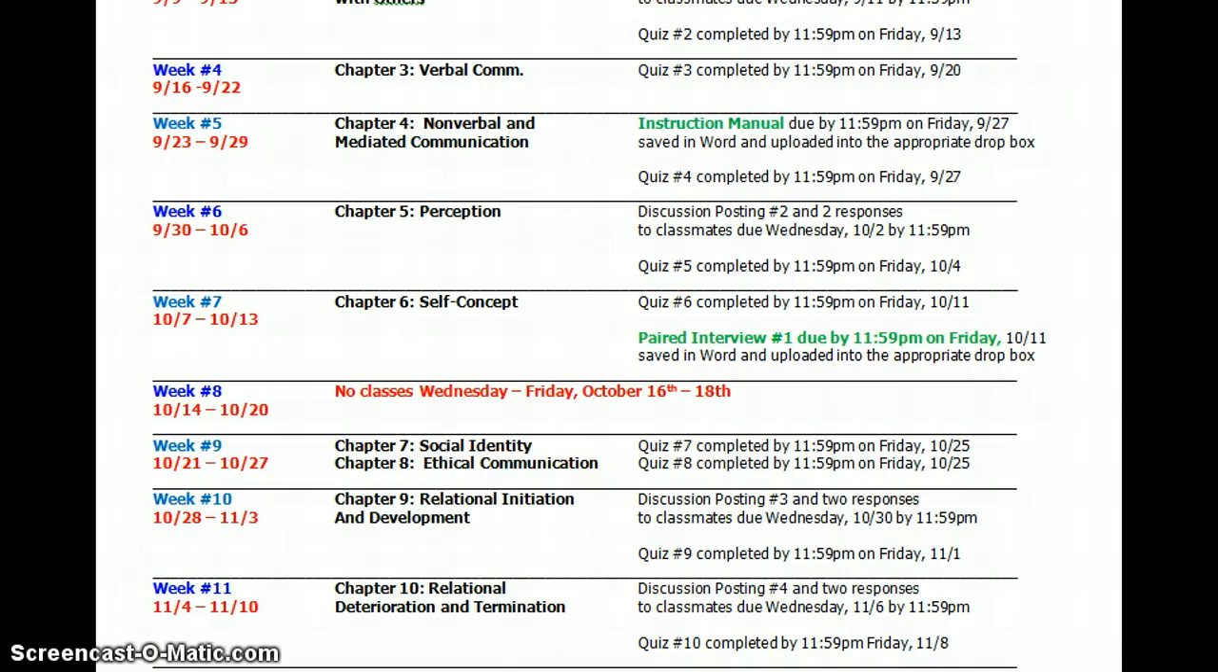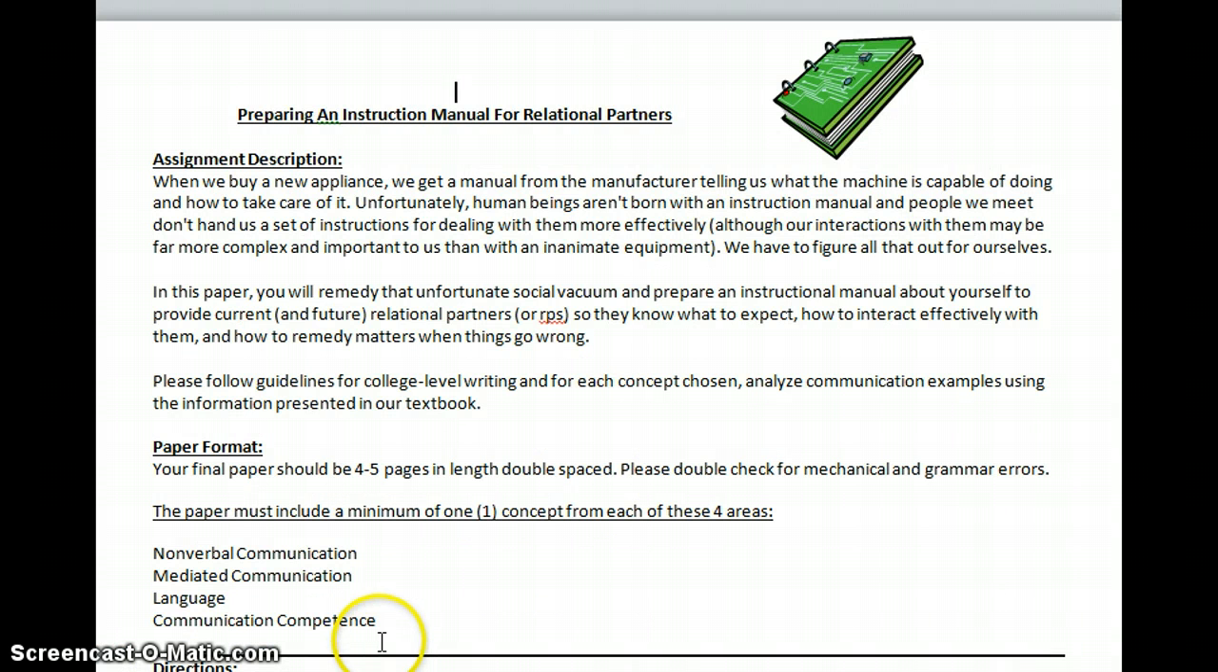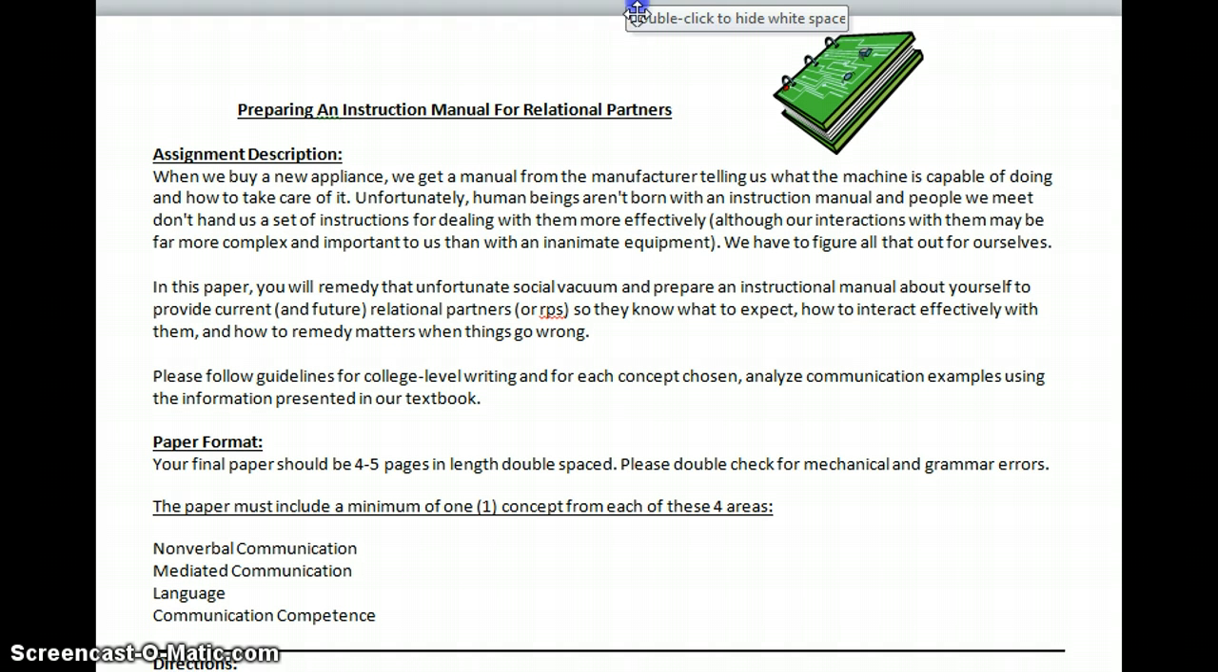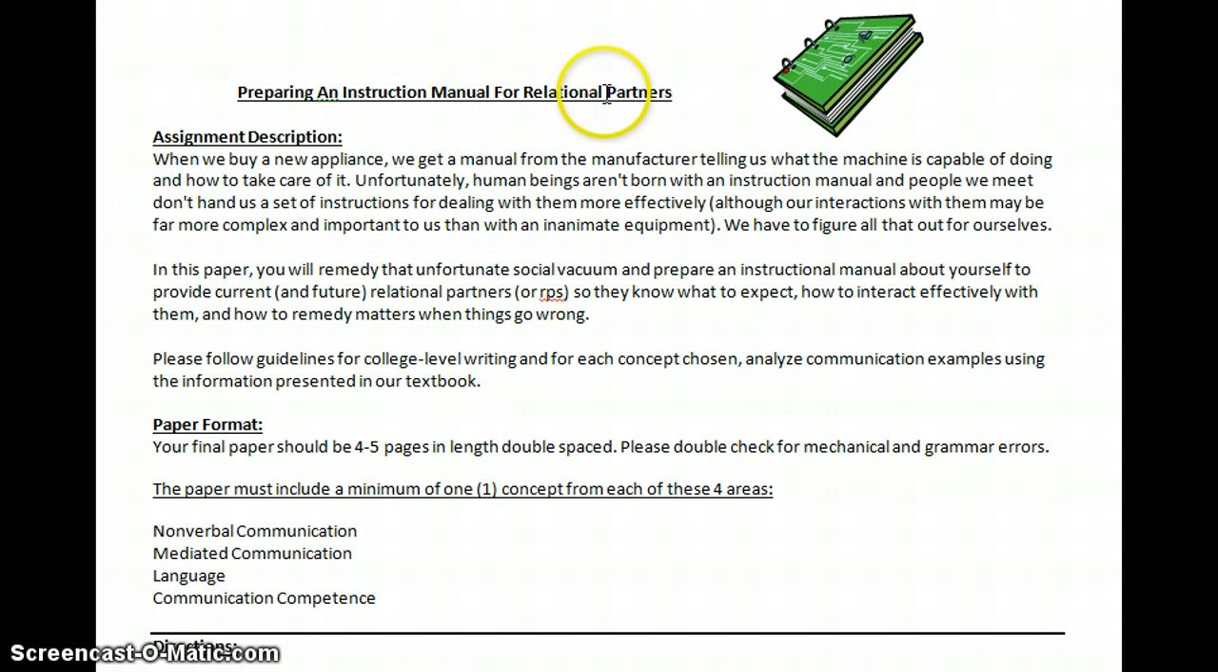I'm going to switch our screen here over to the assignment sheet for the instruction manual, and I want to talk about that a little bit because I know that some of you, I've already reviewed I think 5 of these for students, and I know a lot of you will start to work on this this week. So your first written paper for me that you are going to drop in the Dropbox is called Instruction Manual for Relational Partners.